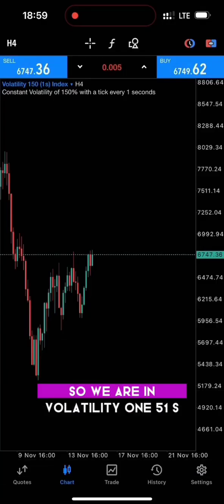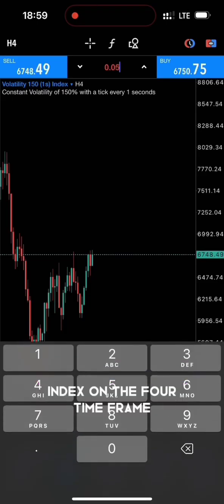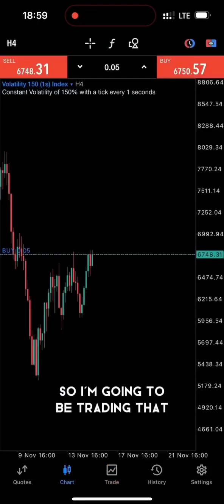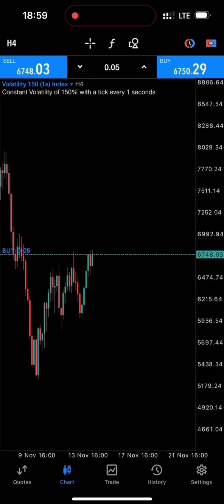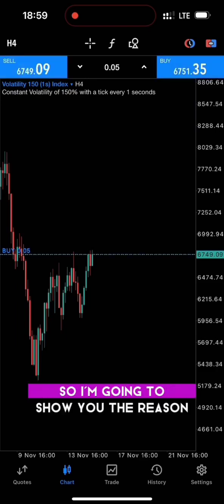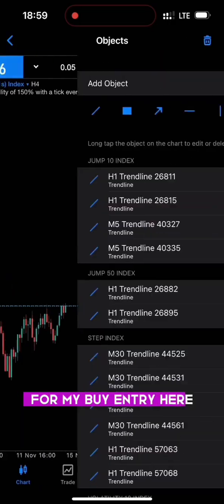So we are in the Volatility 151s index on the 4-hour time frame. I'm going to be trading that using this $20 account. I'm going to show you the reason for my buy entry here.